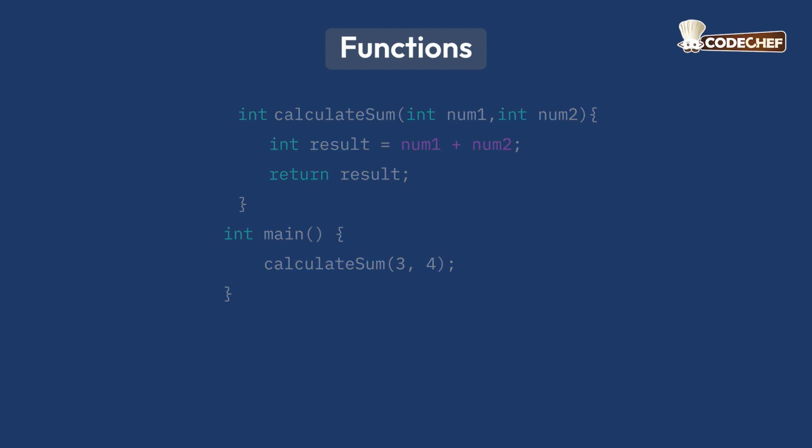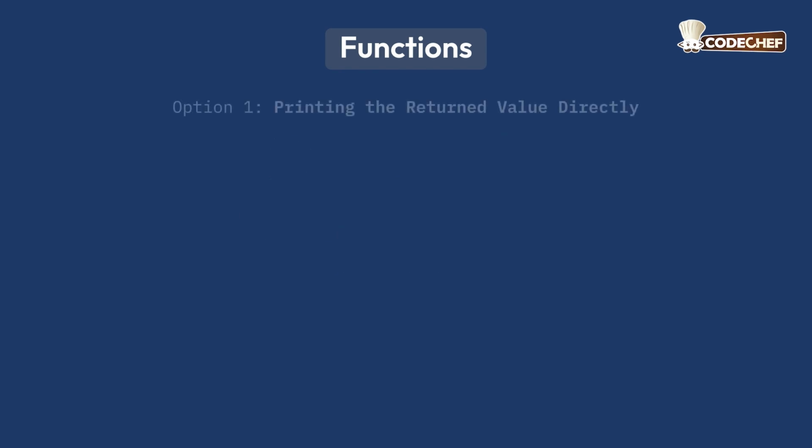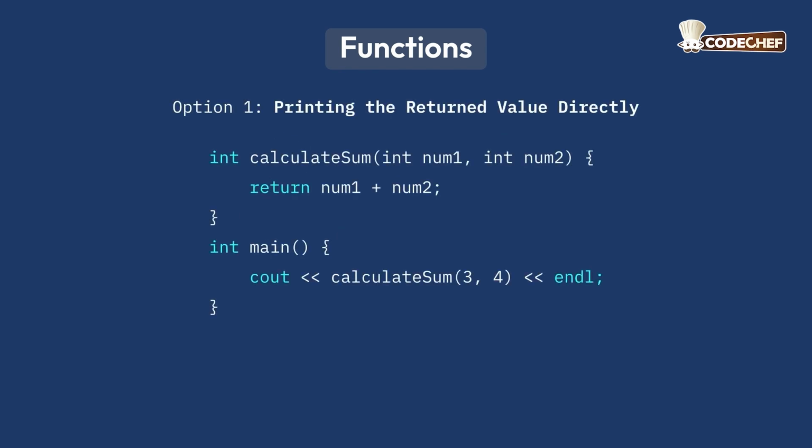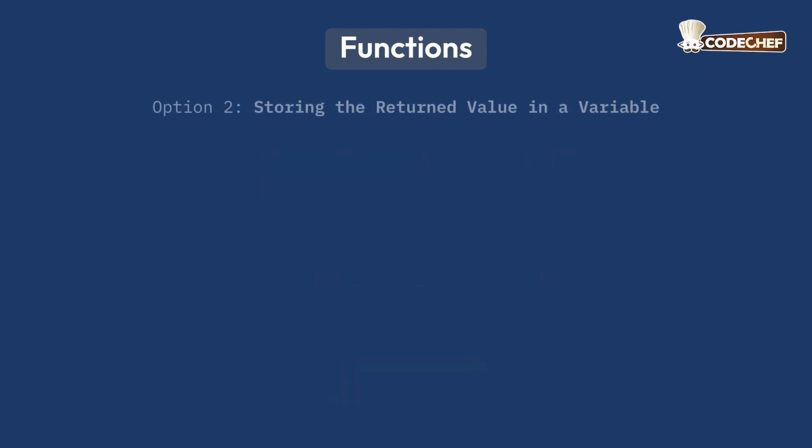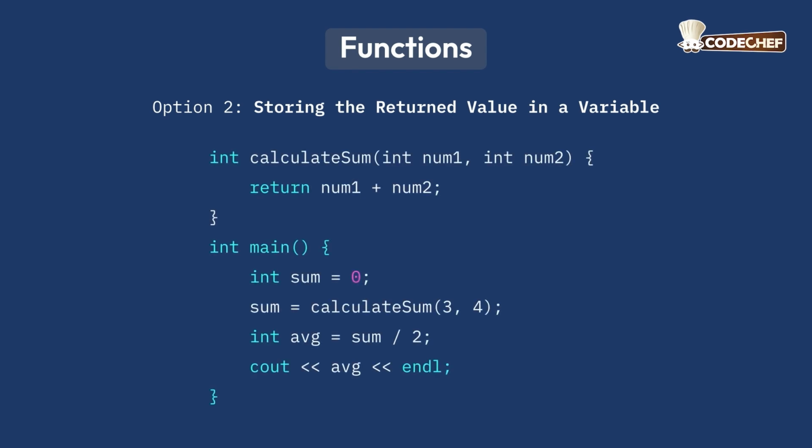Let's explore two options. The first option is to print the returned value directly by wrapping the function call inside a cout statement. Here, the function calculates the sum and the cout statement prints the returned value. The second option is to store the returned value in a variable. This allows us to use the value elsewhere in the program. Here, the sum is stored in the variable sum. Once stored, it can be used multiple times in the program.